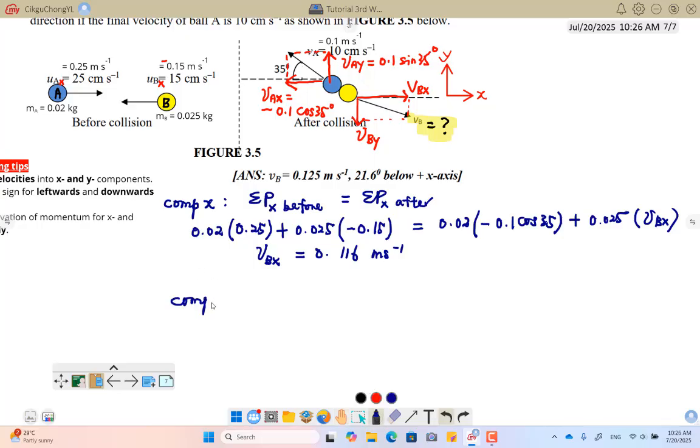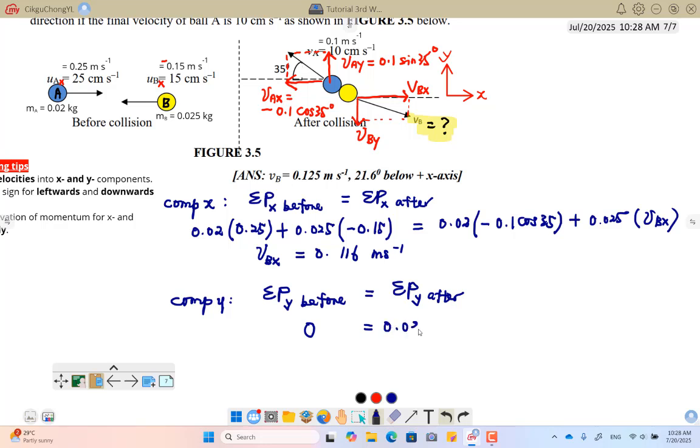So for component Y, again we have total momentum component Y before collision must equal total momentum component Y after collision. So before collision, both balls only move along the X direction, so there will be no component for Y, so the total momentum along the Y component before collision is 0. After collision, ball A is moving upward with a velocity 0.1 sin 35 degrees, and ball B also has a velocity along the Y axis.